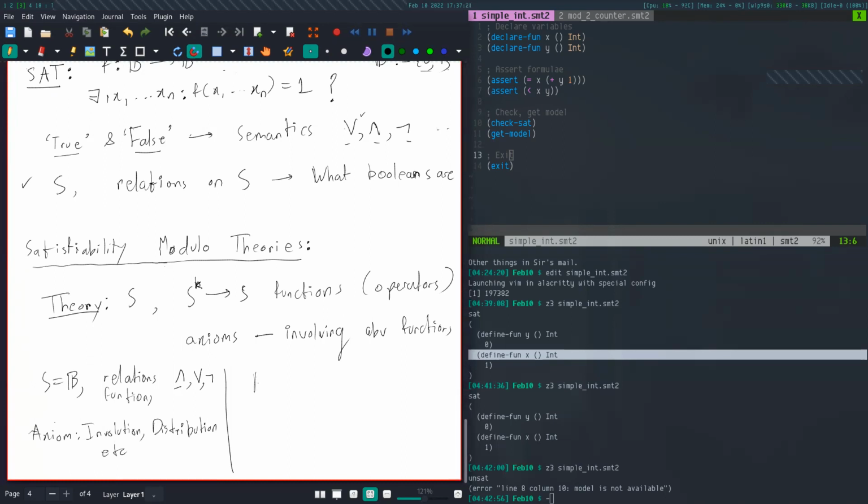Then for another example, S is going to be N, and your operators are going to be, say, successor, plus, minus, whatever you choose to take. If you look at any logic book, you'll get a very clear definition of S in these terms: S as a set, some operators on that set, and then some axioms defining how those operators behave. So things like Peano arithmetic.